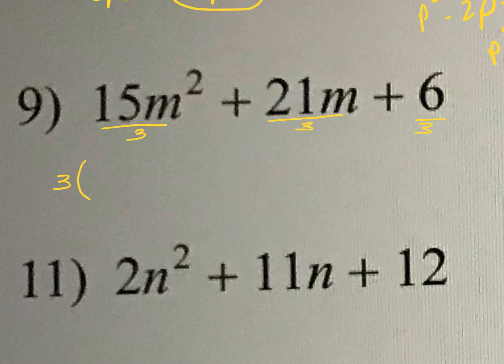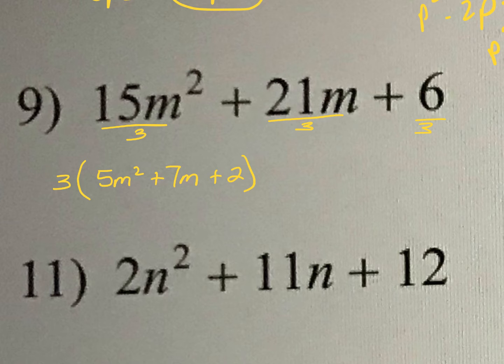So now 15 divided by 3 is 5m squared. 21 divided by 3 gives me 7m. And then 6 divided by 3 gives me 2, correct? Yes. All right, now we say, can we factor this more?